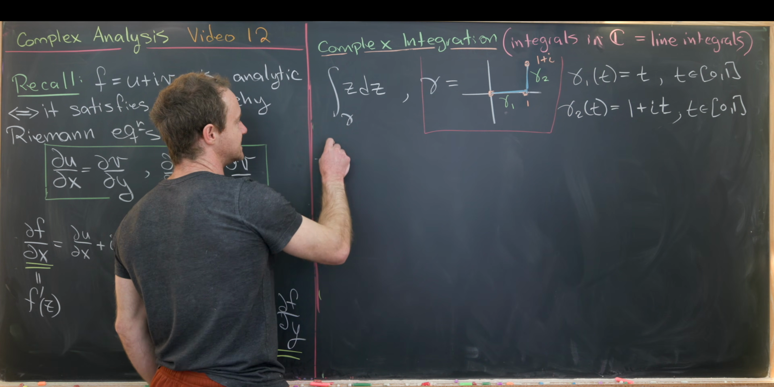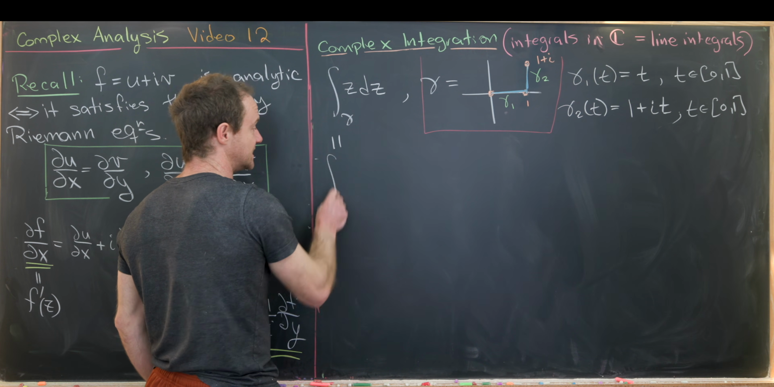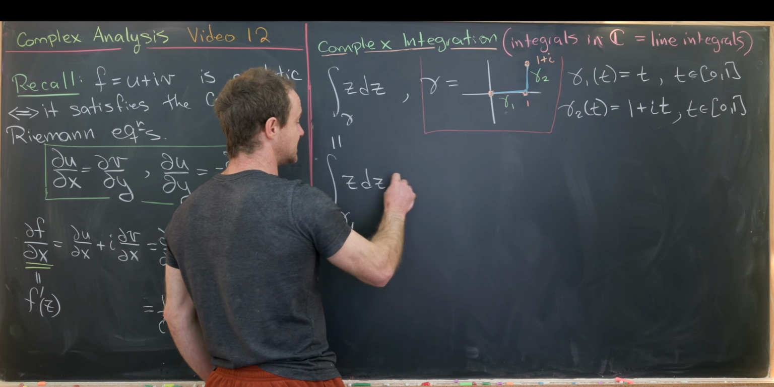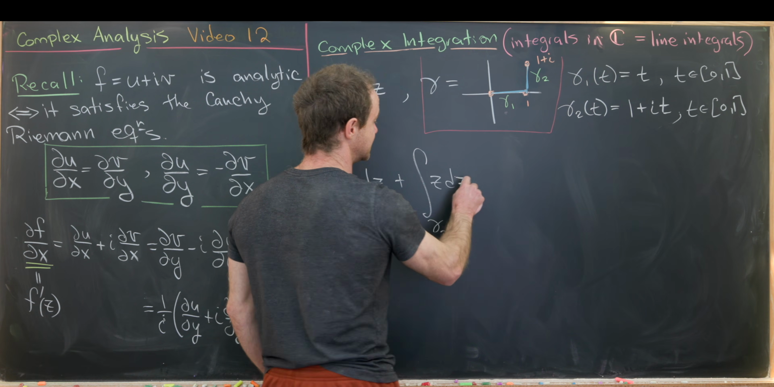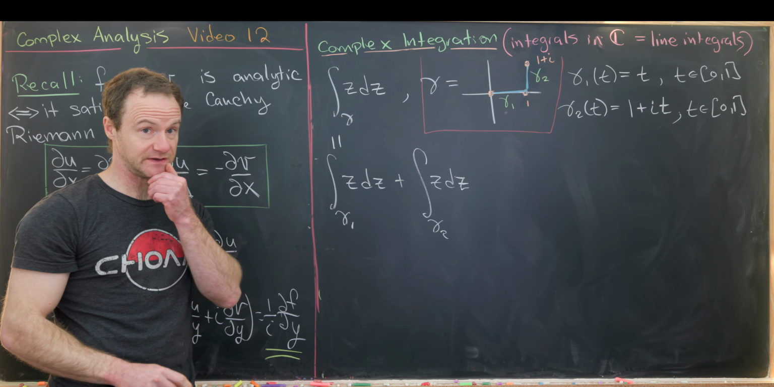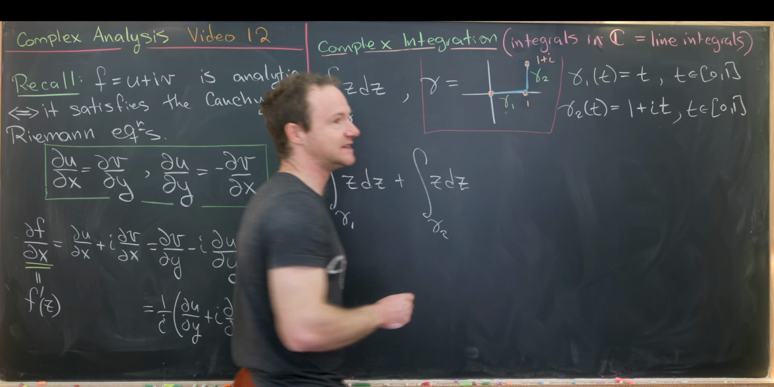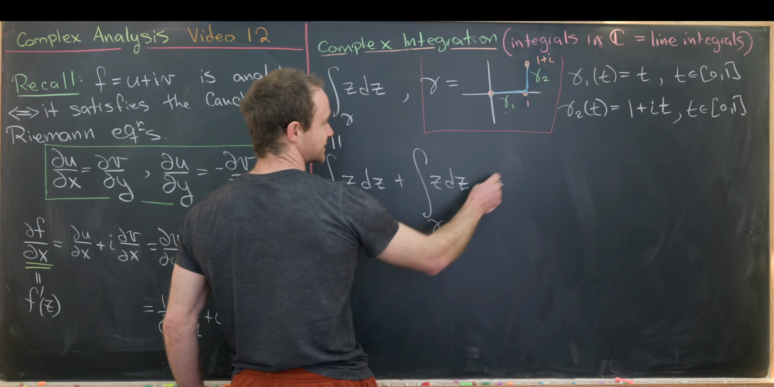Okay, so that means that we can take this integral over gamma of z dz and break it into the integral over gamma 1 of z dz plus the integral over gamma 2 of z dz. But then each of those needs to be broken up into the x plus iy times dx plus i dy format. Okay, so let's see this first one.